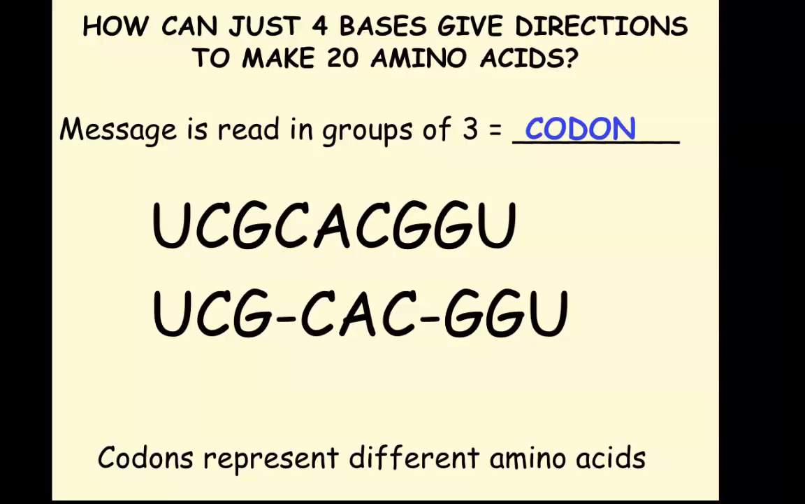So if we were going to read this message, we would want to break it up into groups of 3. You can see that we've broken it up down here, and each group is going to equal a different amino acid. So UCG equals serine, CAC is histidine, and GGU is glycine. And these codons, like I said, represent our different amino acids.